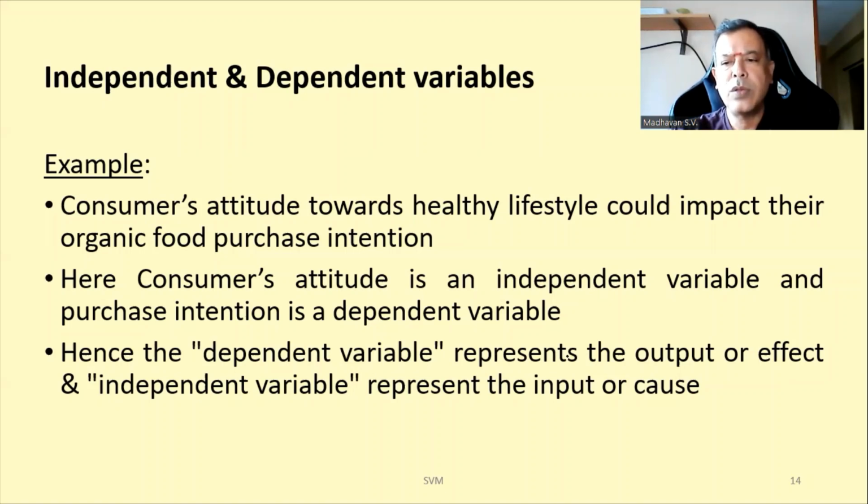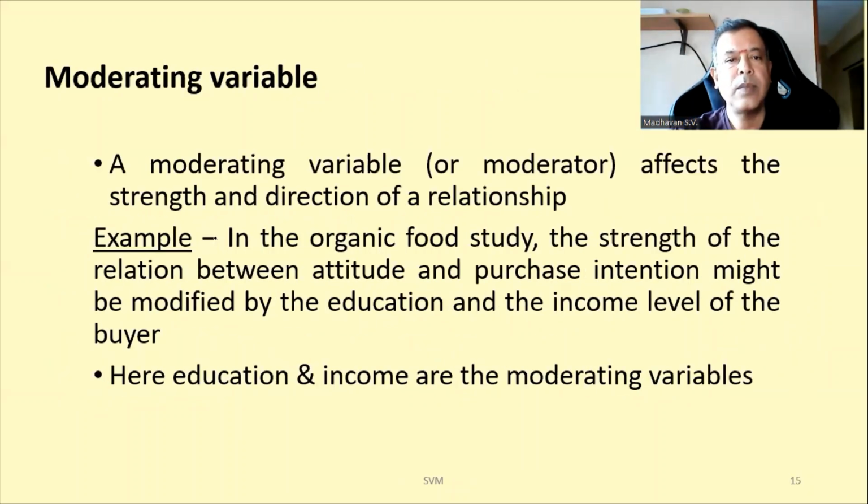Dependent variable, you can also call it an output, and independent variable, you can call it an input. Dependent variable, you can call it an effect, and independent variable, you can call it a cause. This is one of the examples given. Another example may be that sales of a commodity may be considered a dependent variable, and price is an independent variable, which can have an impact on the sales.